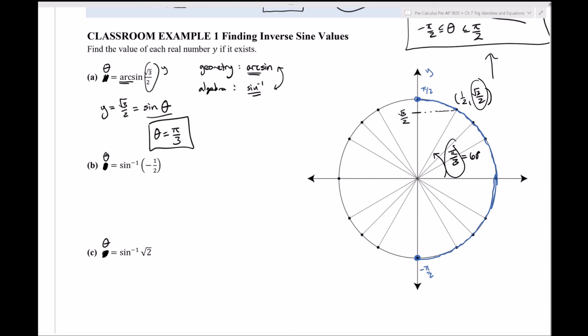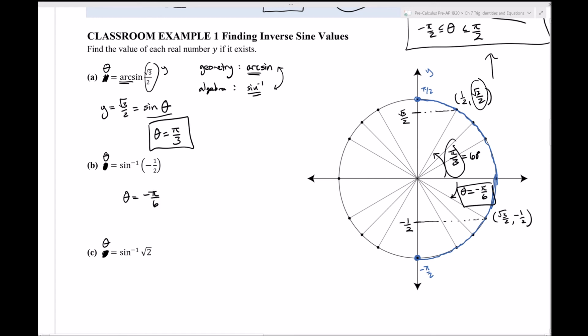So if we try this for letter B, theta is equal to the inverse sine of negative 1/2. What we do is we plot negative 1/2, and I believe that's this angle right here. The y-coordinate is negative 1/2. We want the angle theta that makes that the case. So the angle theta, that would be what? Negative pi over 6 is what it's going to spit out. So this is where the x-coordinate is square root of 3 over 2 and the y-coordinate is negative 1/2. So it's at negative pi over 6. So theta is equal to negative pi over 6.